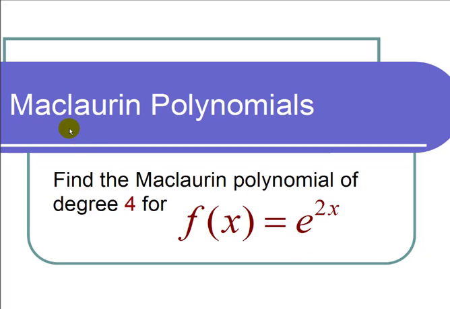This is a video on Maclaurin polynomials. The question states, find the Maclaurin polynomial of degree 4 for f of x is equal to e to the 2x. So let's first remember the formula for Maclaurin polynomials.